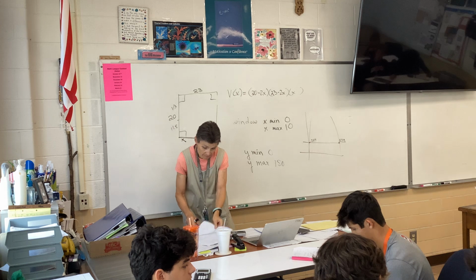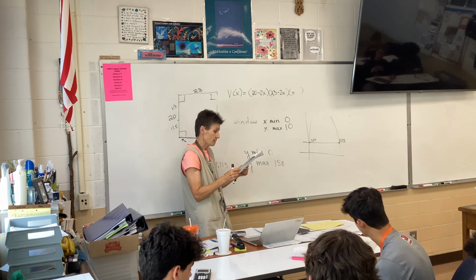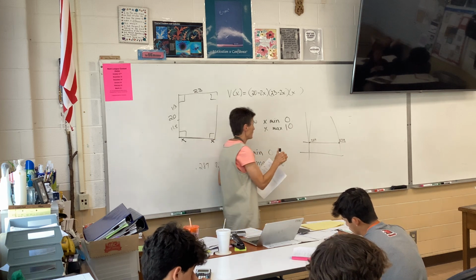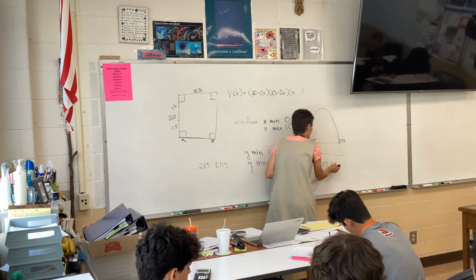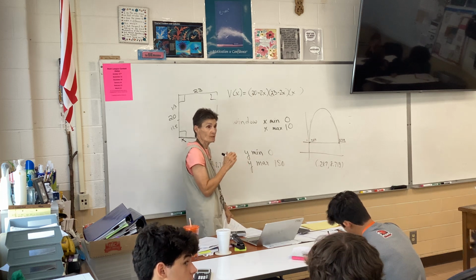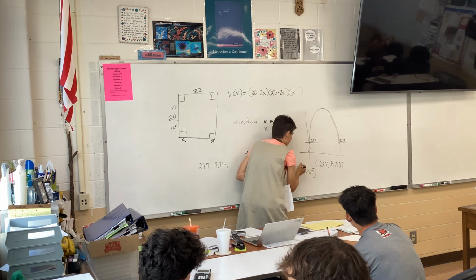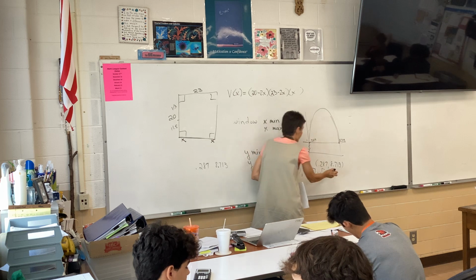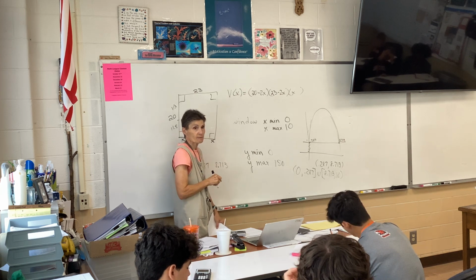So if I want more than, excuse me, I thought that said more than. If I want more than 125, then don't I want everything in between? Yeah. So 0.287, 8.713? Yep. And then if I want at most 125, where do I start? Zero. 0.287. And then 8.713, and where does this one end? 10. Okie dokie, smokies.